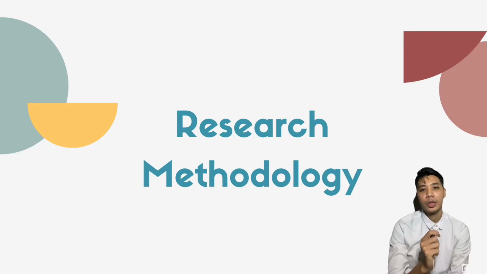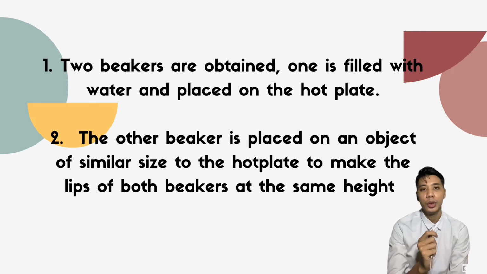There are 7 procedures in these experiments. There are 3 types of wire that the writer used in this experiment: firstly copper, secondly aluminium, and thirdly steel. Okay, firstly, 2 beakers are obtained. One is filled with water and placed on the hot plate. Next, the other beaker is placed on an object of similar size to the hot plate to make the lips of both beakers at the same height.